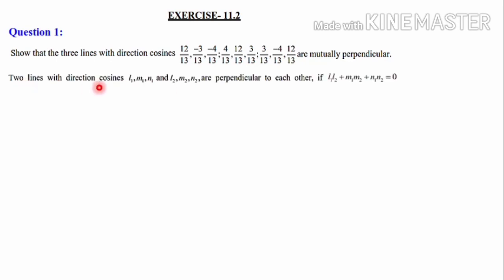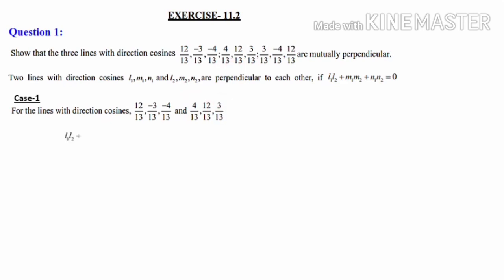Since direction cosines are given, we need to prove that l1 l2 plus m1 m2 plus n1 n2 is equal to 0. Then we can say that the lines are perpendicular. We can take only two lines at a time, so we take the first two first: the line with direction cosines 12/13, minus 3/13, minus 4/13, and the second line 4/13, 12/13, 3/13.